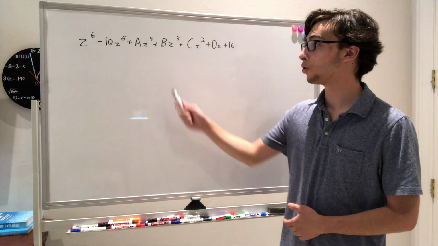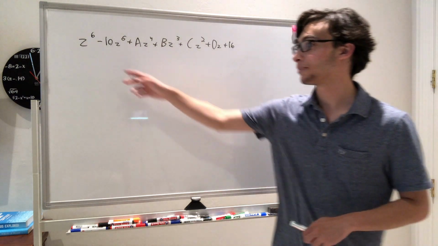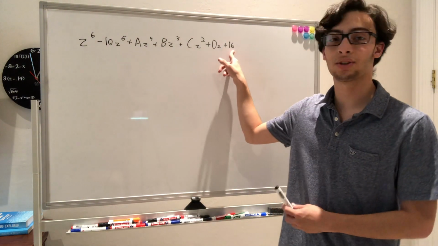Moving on to question 12, we have that all of the roots of this polynomial are integers, and our goal is to find the value of b. Well, I immediately see that we have a negative 10 right here, and we have a 16 over here, and so I think of Vieta's formulas.